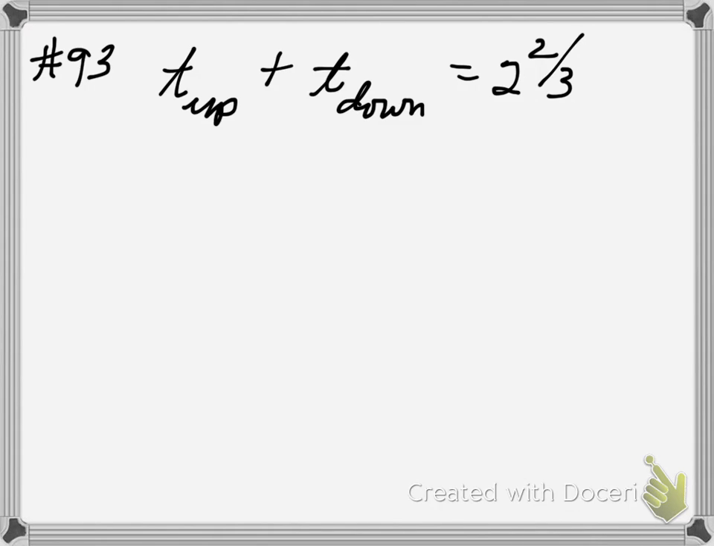If we replace time, again, with distance over rate, going up the river is 6 miles, and the rate is the speed of your canoe minus the 3 kilometers per hour that the water is coming against you. Plus coming down the river, that's going to be 6 miles, and this time you're going with the current, so the speed of your boat plus the current, so that's r plus 3.